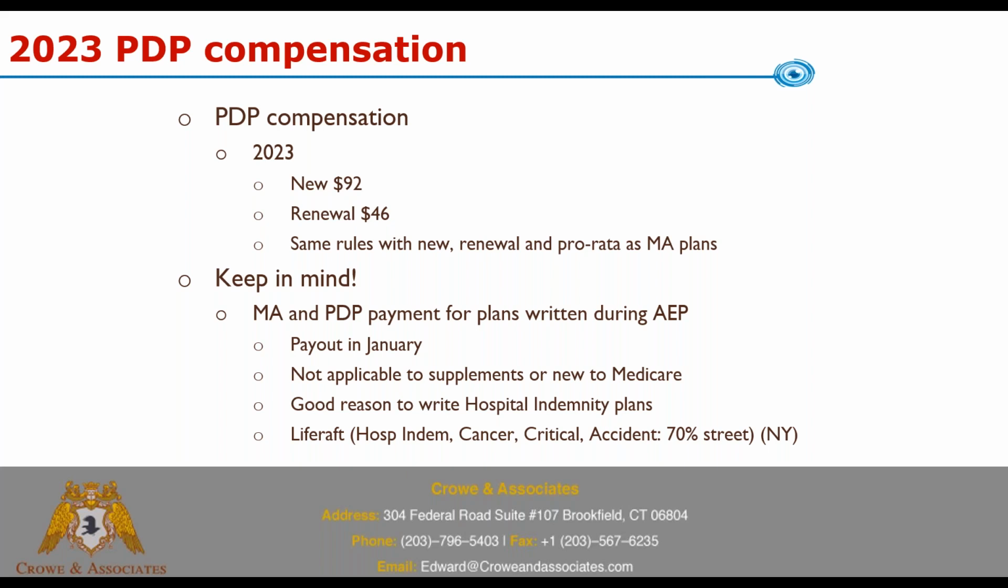So keep in mind when you're writing MA and PDP business during AEP, so AEP business for a 1/1 effective, stuff you write from 10/15 through December 7th for a 1/1 effective, does not pay out on the normal schedule. The carriers aren't allowed to pay it in like they normally do. They have to pay it out in January. So if you're writing stuff in October 15th, November, you're not going to get paid right away like you normally would with a UHC, an Aetna, an Anthem. You're going to get paid out in January on that business.